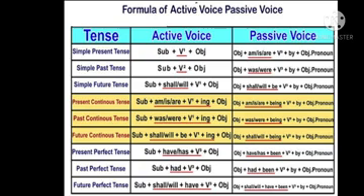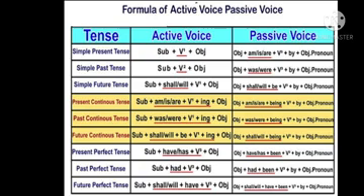Then in past continuous we have the auxiliaries was or were. Then the main verb is V1 ing and it will remain the same, was or were. Then the new friend, same as in present continuous, that is being. Then the main verb is in V3 form.